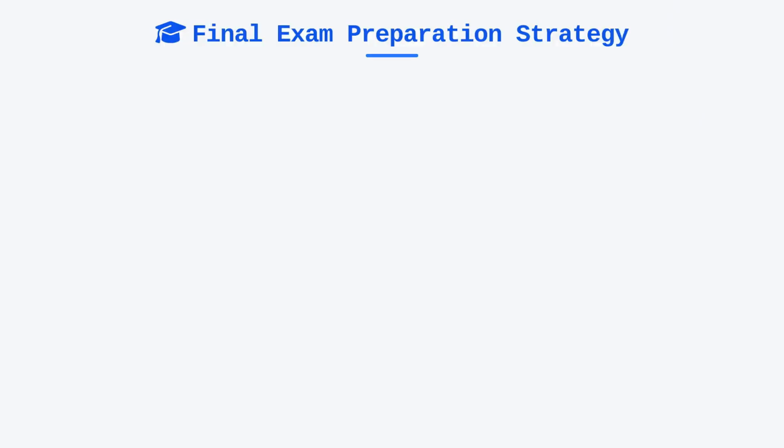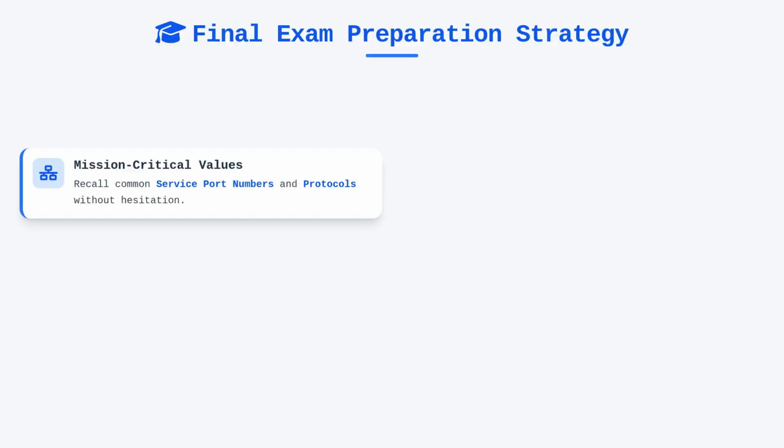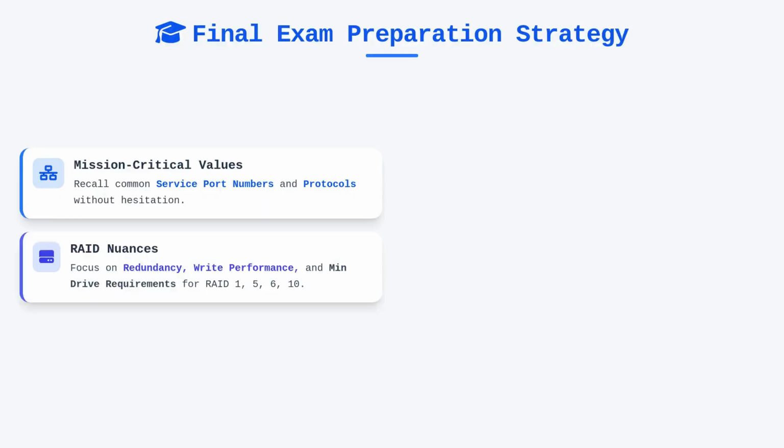As we reach the final stage of your preparation, you should perform a mental audit of mission-critical values that frequently appear in testing scenarios. You must be able to recall common service port numbers and their associated protocols without hesitation, as these are foundational to network troubleshooting. Similarly, the nuances of RAID levels are frequently tested, specifically regarding the disk redundancy, write performance, and minimum drive requirements for systems like RAID 1, 5, 6, and 10.